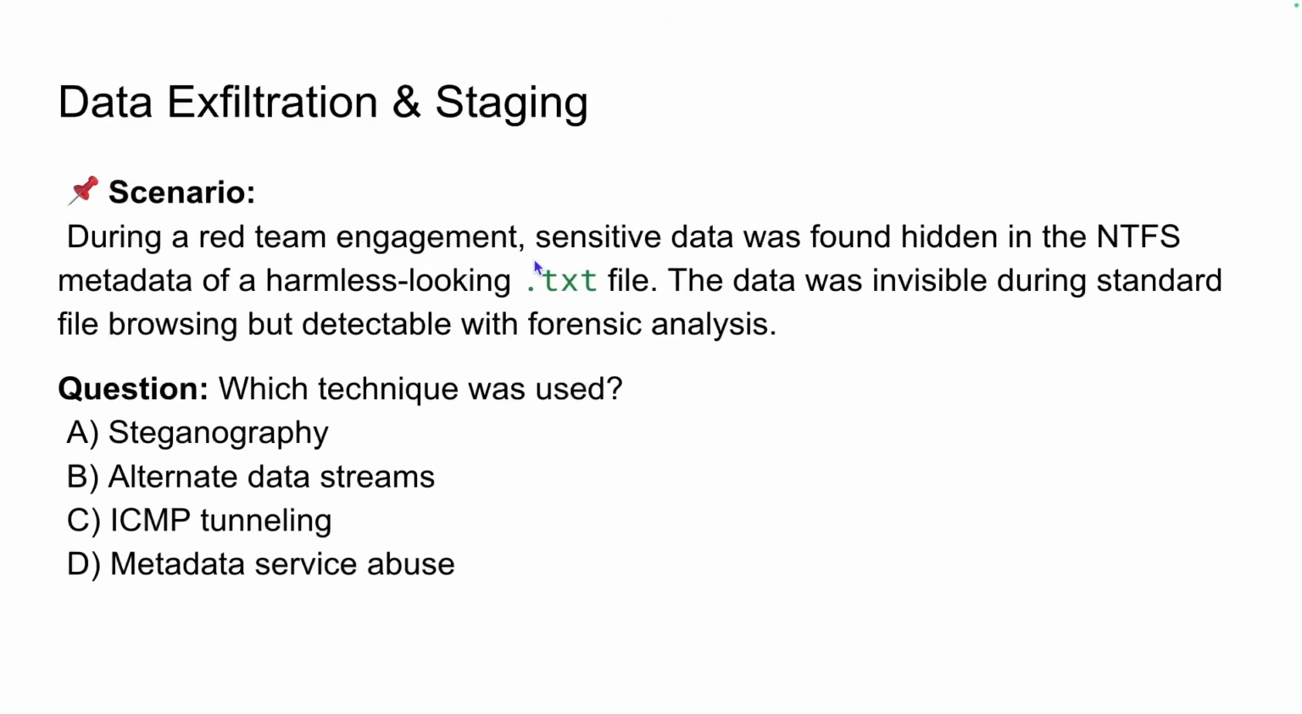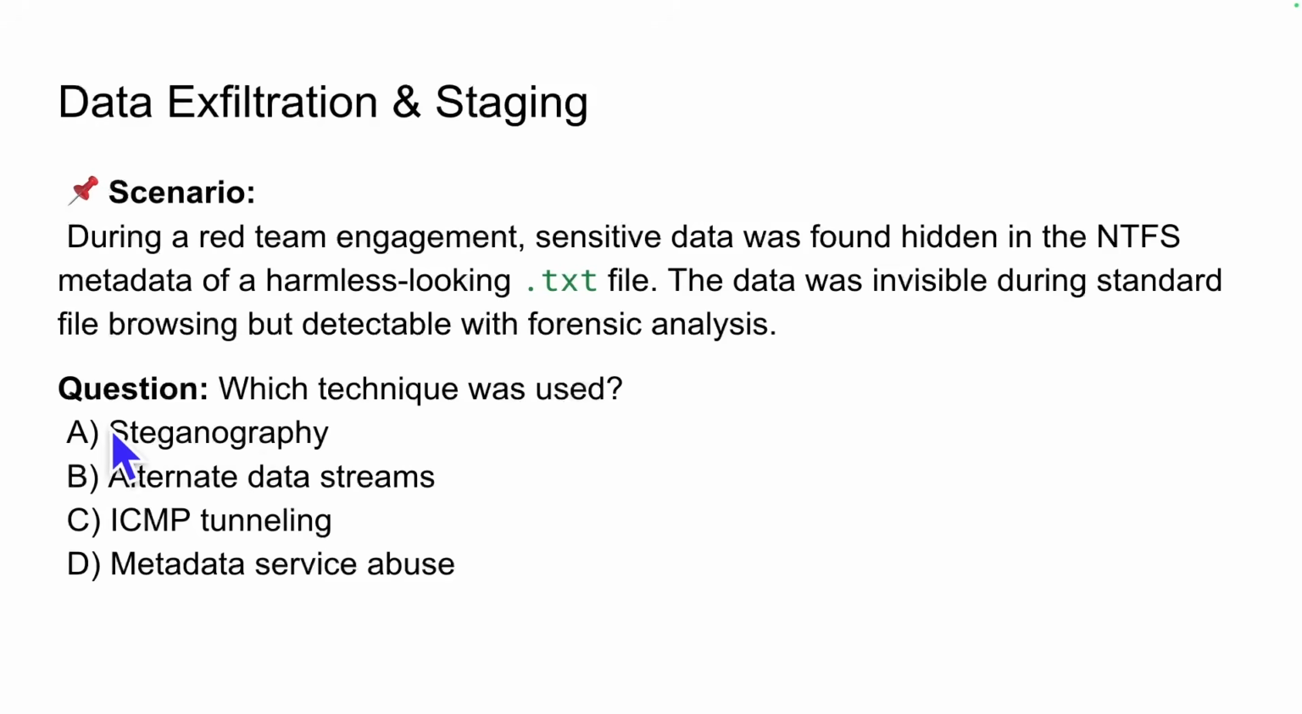During a red team engagement, sensitive data was found hidden in the NTFS metadata of a harmless looking text file. The data was invisible during standard file browsing, but detectable with forensic analysis. This is the alternate data stream, the ADS that we were talking about in the last slide. So which technique was used? That would be alternate data streams right here.